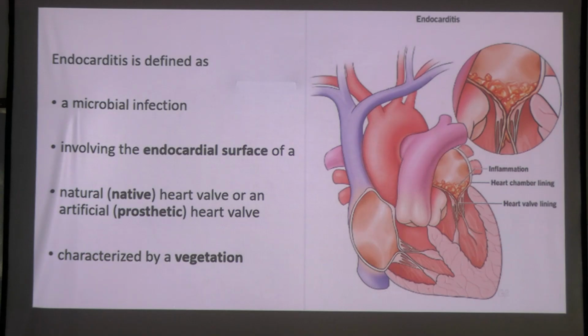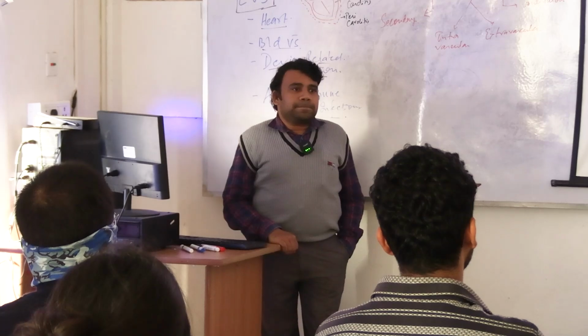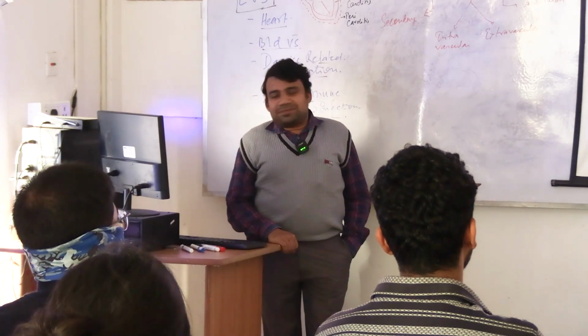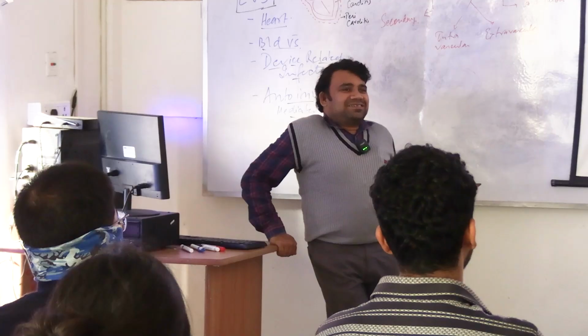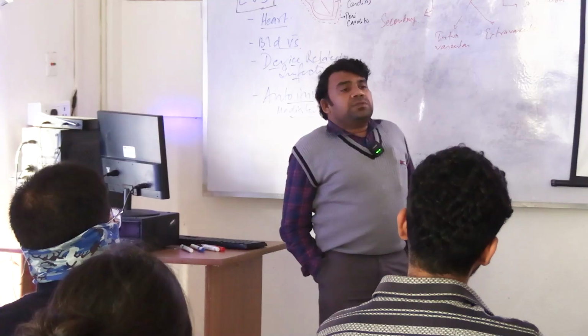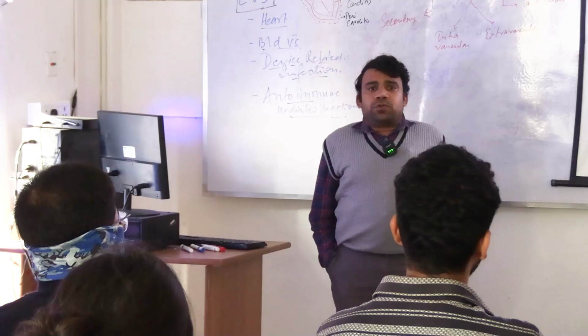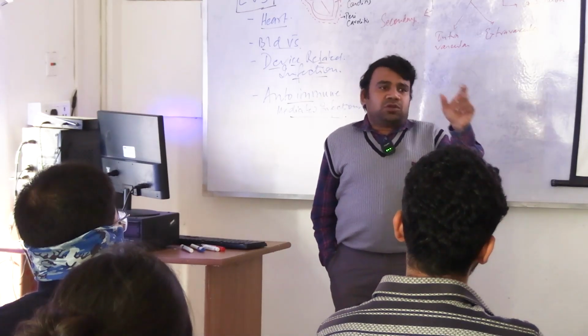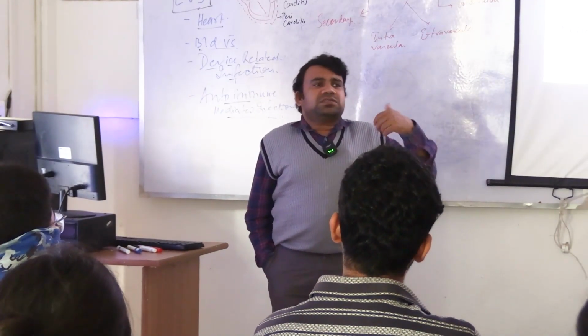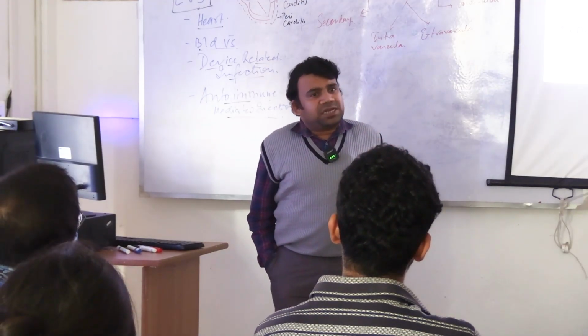What are the parts of the endocardium? Pericardium is outside, what is the endocardium part? What are the parts of the endocardium? Valves and next important thing is the valves are affected. Now when we say valves, it means both native and prosthetic. Prosthetic valves means suppose the normal valve is defective, we replace the valves with a prosthetic or artificial valves. Later on, these artificial valves may also get infected.